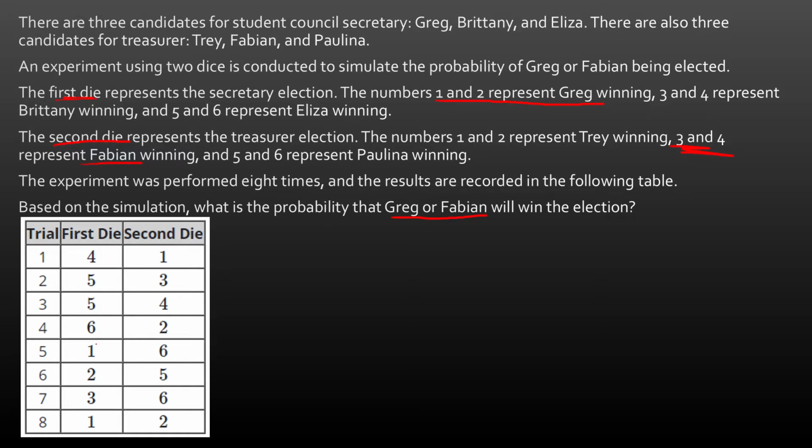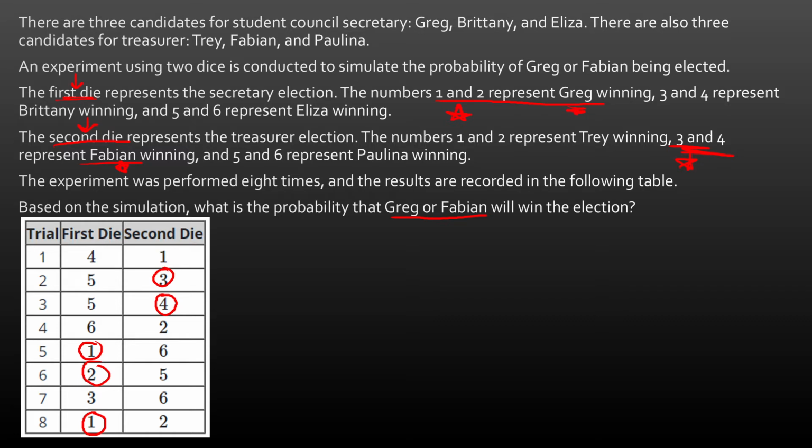So if I look, here's 1, 2, and 1. So these 3 different options represent Greg winning. That's those 1 and 2 that represent Greg on the first dice here. If I look, I see 1, 2. Those 2 dice rolls on the second one with that 3 and 4 represent Fabian winning. So they don't both need to win the election. It's just one or the other, right?